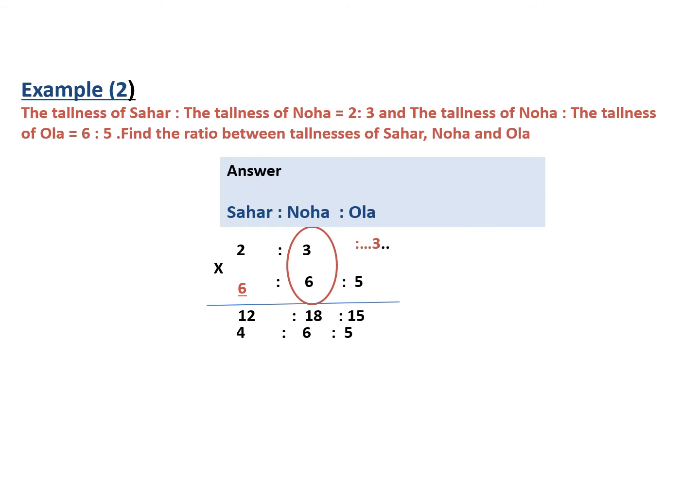Finally, you have to write the names down. Sahar to Noha to Ola equals 4 to 6 to 5. If I want to get Sahar to Ola, we take it from the result. It will be 4 to 5.